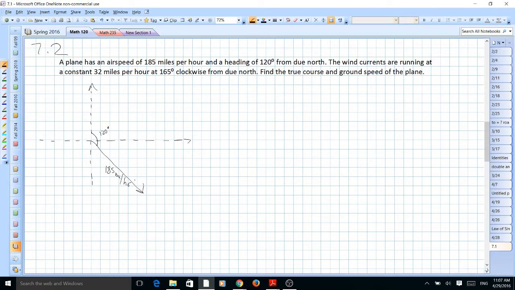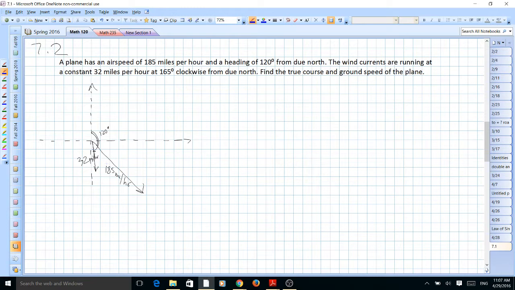Now the wind currents are running at a constant of 32 miles per hour at 165. So it's this way, right about here. This is 32 miles per hour. What's going to happen is instead of going the course that it's supposed to go, the plane will actually shift going that way because of the current of the air.